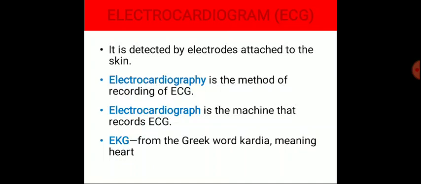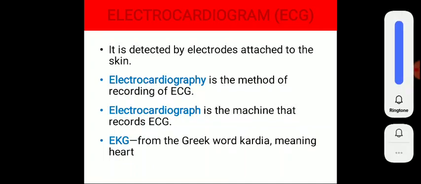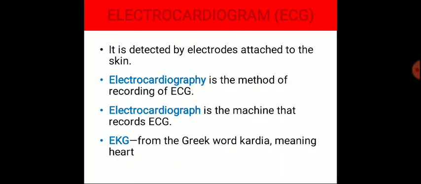Electrocardiography is the method of recording the ECG, while electrocardiograph is the machine that records the ECG. Generally, "gram" means the recording and "graph" means the machine. But in ECG, electrocardiography is the method of recording the ECG, and electrocardiograph is the machine that records the ECG. Electrocardiogram is derived from the Greek word cardia, meaning heart.